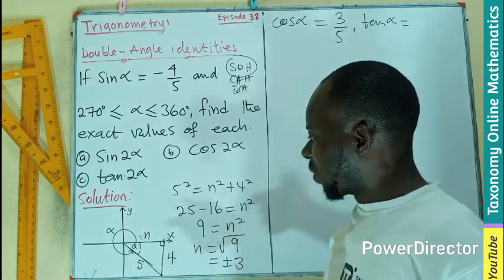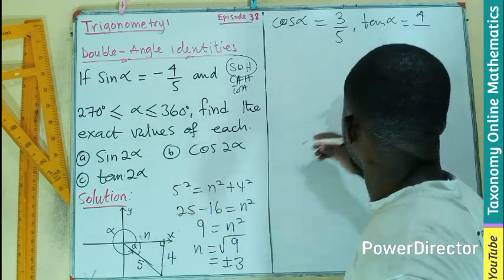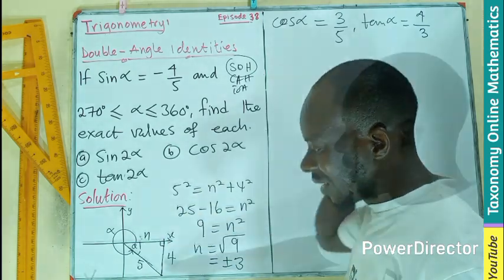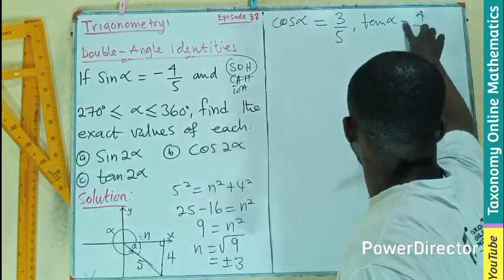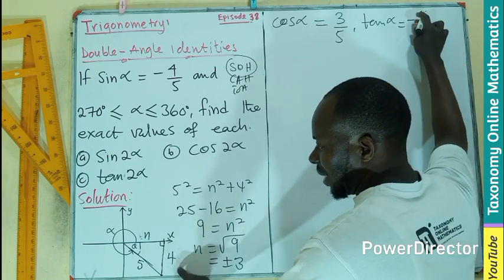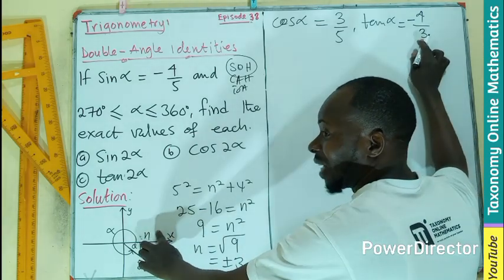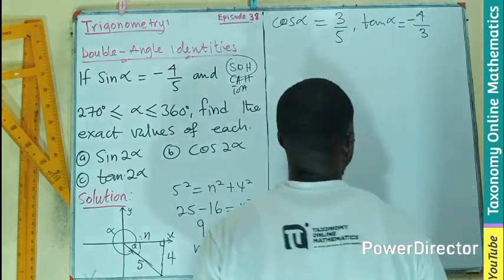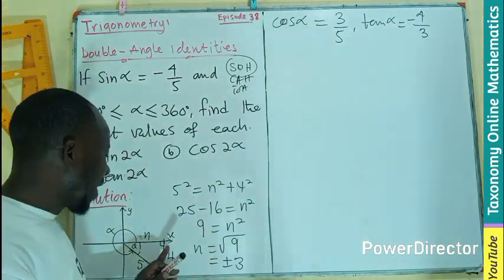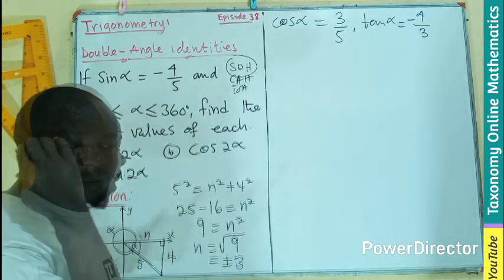Tan alpha will be the opposite side, which is 4, divided by the adjacent side, which is 3. Opposite over adjacent. This is negative, so it should be negative 4, because this direction is negative 4. And for the 3, we are picking the positive one on the x-axis. So it will be negative 4 divided by 3. Even if we don't pick the negative sign here, we have to know that tan is negative in the fourth quadrant.